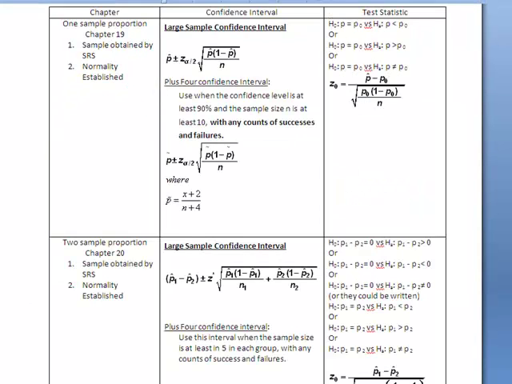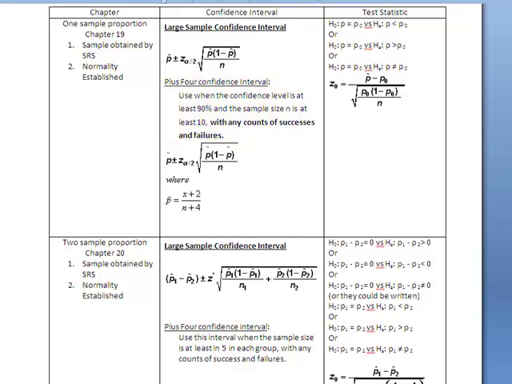Now we go to our proportions. Our one sample proportion, which was Chapter 19, our sample had to be obtained by a simple random sample and normality established. For the large sample confidence interval, again, our statistic is p hat plus or minus the margin of error. Remember, the margin of error is the critical value times the standard error. Now, if our sample size is small, and we have at least a 90% confidence interval, and that means our sample size n is at least 10, then it counts as success and failure.